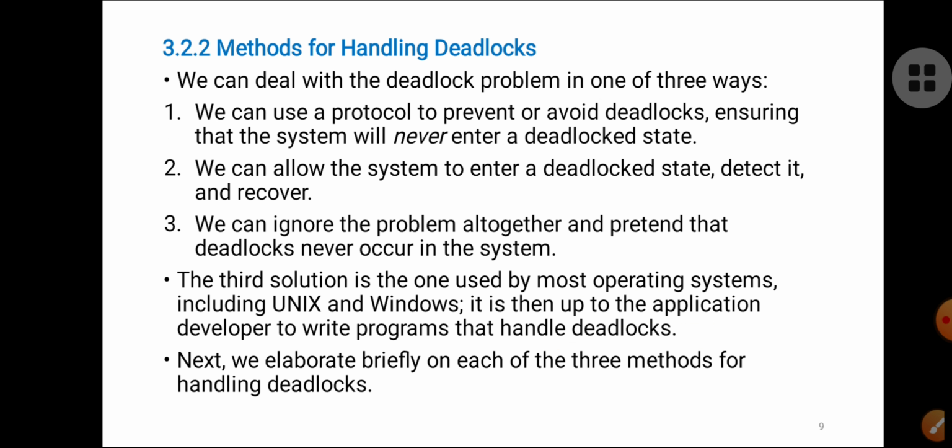Methods for handling deadlocks. We can deal with the deadlock problem in any one of three ways. We can use a protocol to prevent or avoid deadlock by assuring that the system will never enter a deadlocked state. Or we can allow the system to enter a deadlocked state, detect it, and recover from it. The third possibility is to ignore the problem altogether and pretend that deadlocks never occur in the system.